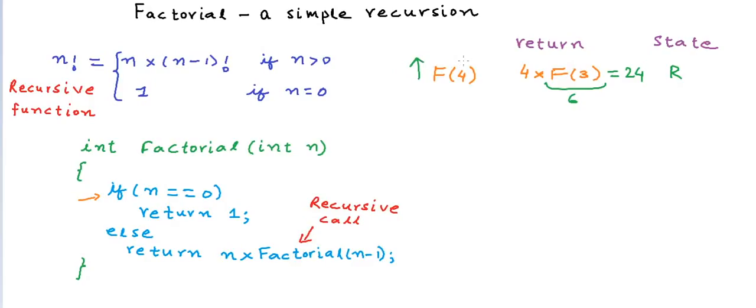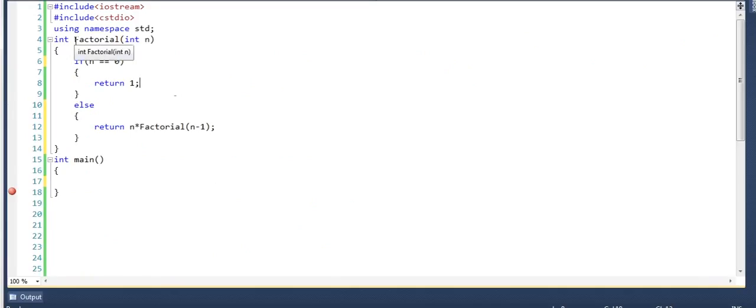Now let us quickly try to see this in an actual compiler, in an actual C++ code. Now I have written a method factorial that takes as input n and returns an integer. I'm using Visual Studio Compiler, and if you use some other compiler or some other syntax of writing C++, do not bother, you will still get the logic right.